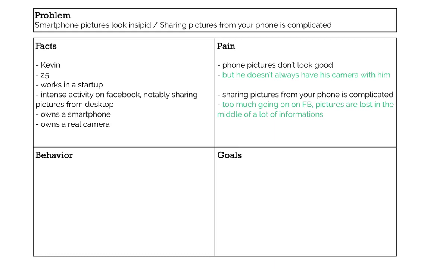Pain. Here we can add details about the problem. These details are clues about how we should solve the problem. Phone pictures don't look good, but he doesn't always have his camera with him. And sharing pictures is complicated and there's too much going on Facebook.